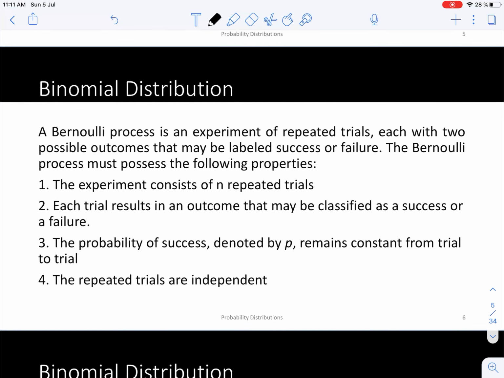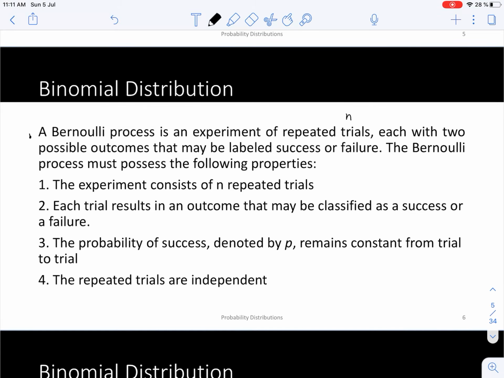Alright, so let's check a second probability distribution, the binomial distribution. It comes from a Bernoulli process. A Bernoulli process is an experiment where we repeat a trial several times. Usually n refers to the number of trials, and in each trial we will have 2 possible outcomes. We will label them as failure or success.